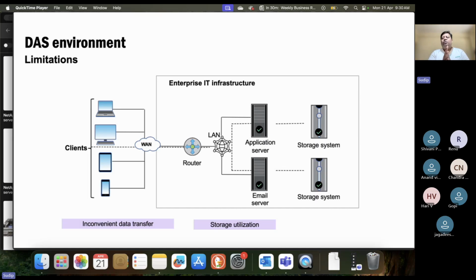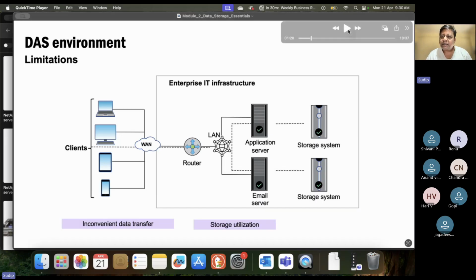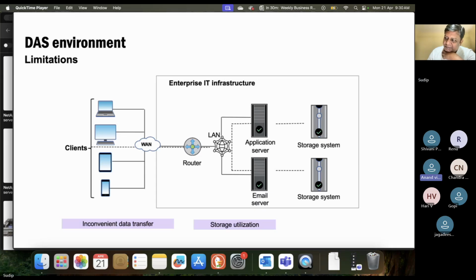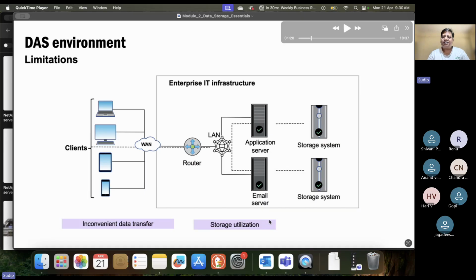Let me give you a very simple example. Let's say we have two people here. Yes, Anand, go ahead. As of my understanding, since it is a direct attached storage environment, it will be directly connected to the server. Whatever the data is left over, that cannot be used for another server. Absolutely, yes. Perfect. That is exactly the problem with storage utilization.